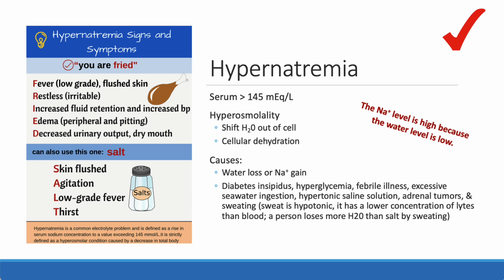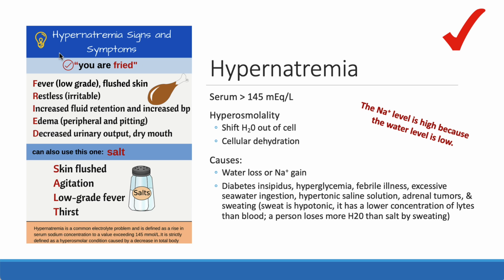Causes include diabetes insipidus, hyperglycemia, which makes you pee more, febrile illnesses, all these other things. If you drink too much seawater, so seawater drownings can make you hypernatremic, things like that.